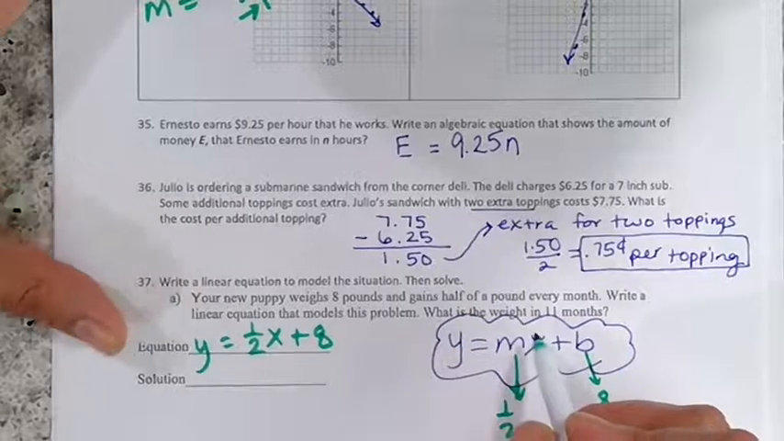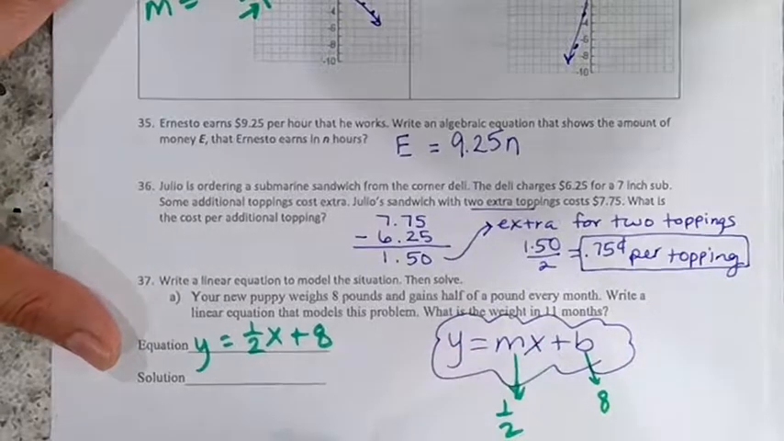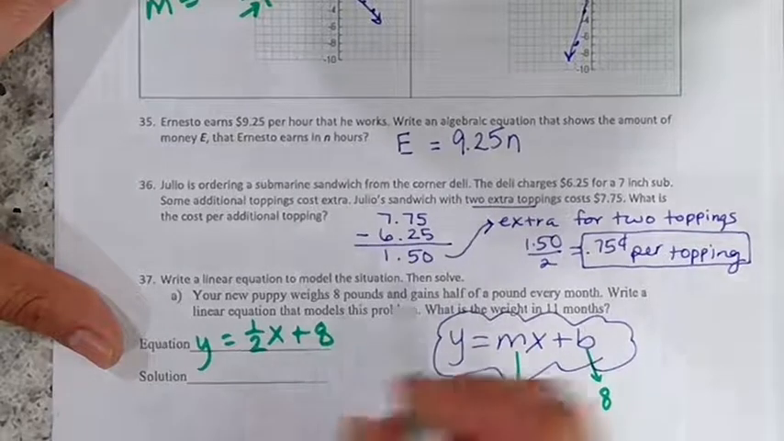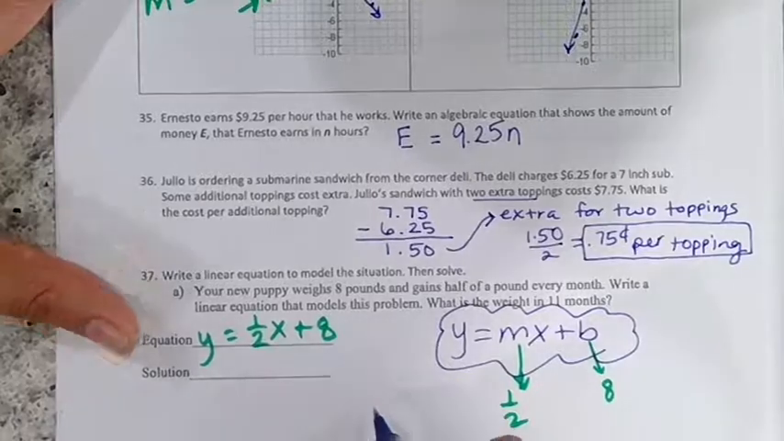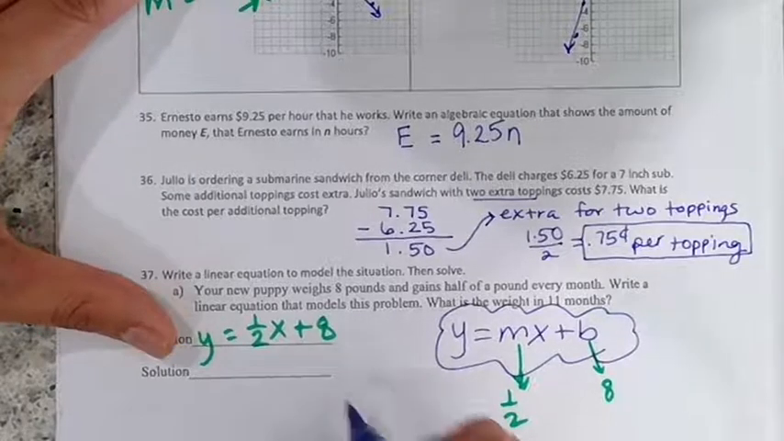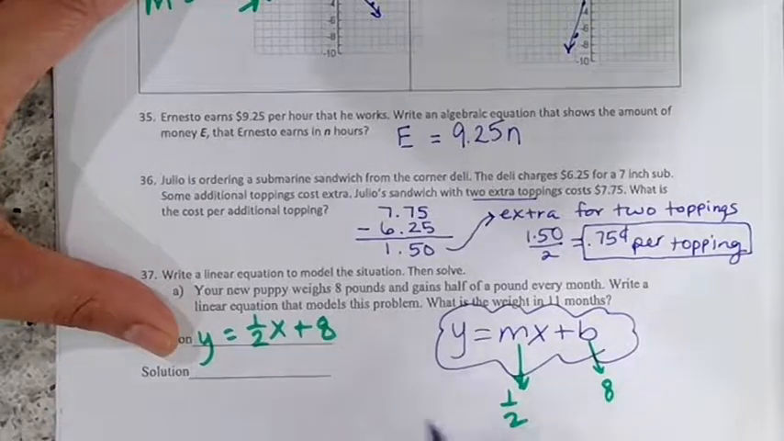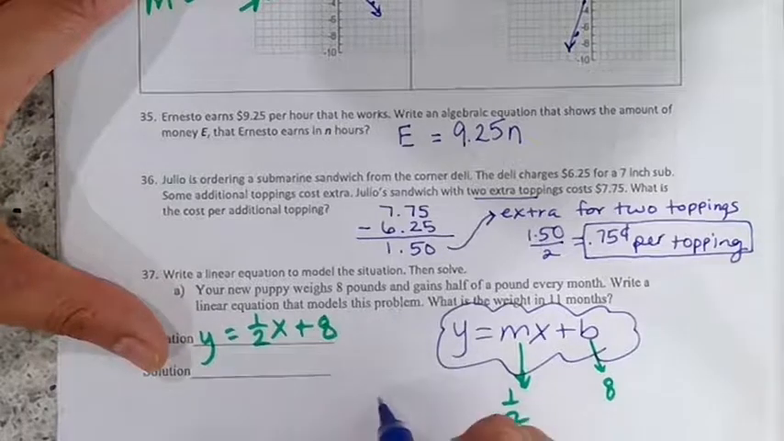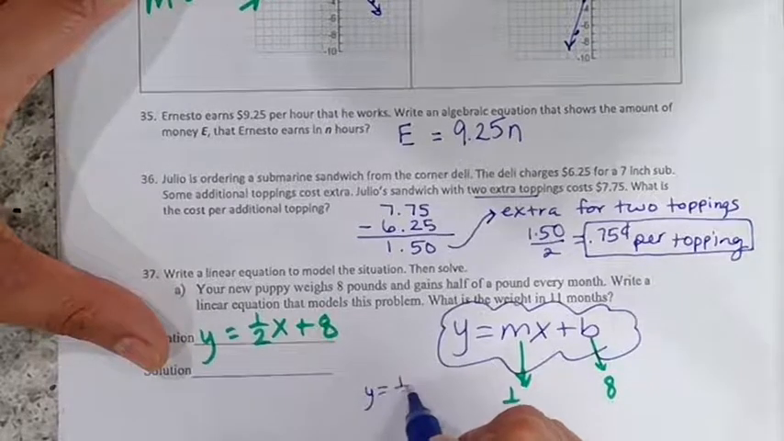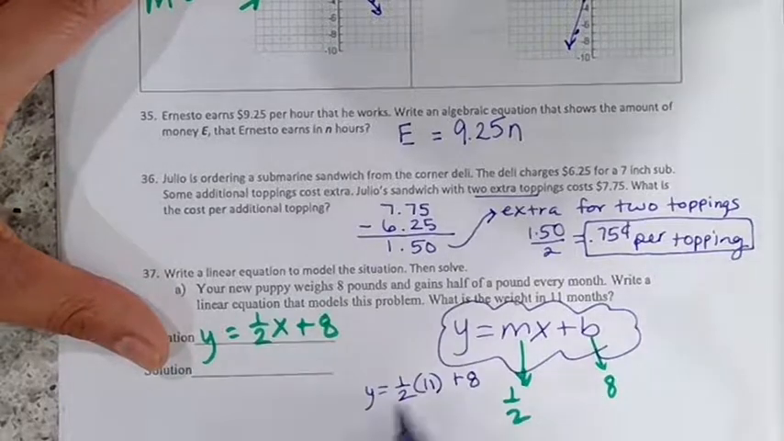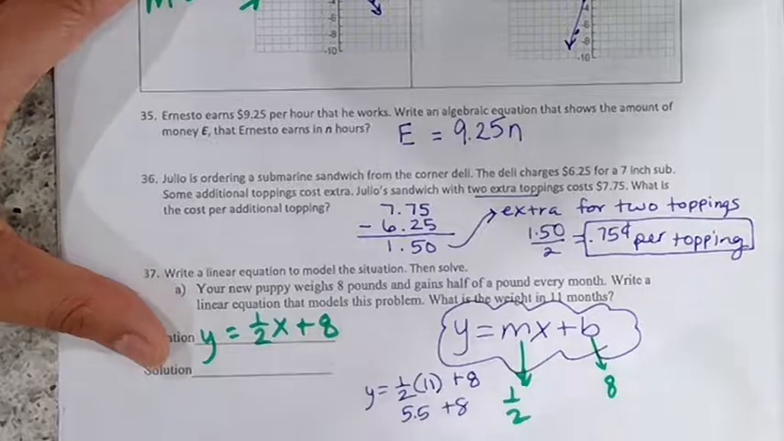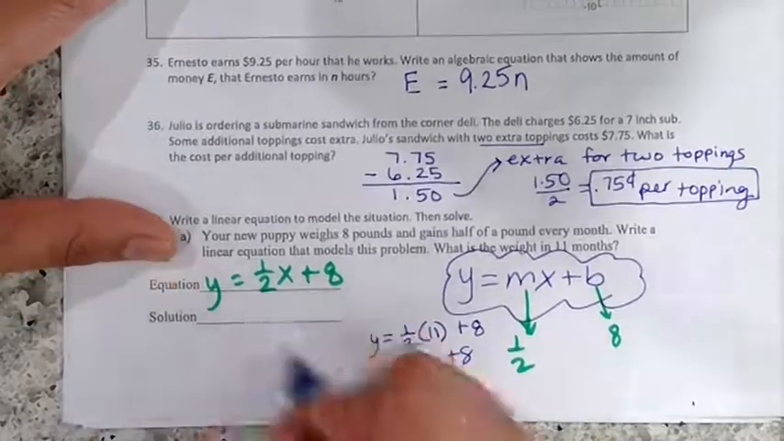What is the weight in 11 months? Well, in 11 months, he's going to weigh, so you could plug it in or just think about it. Half of 11 is 5.5. So it's going to be 8 plus 5.5. So y equals half of 11 plus his 8 pounds that he already had. Half of 11 is 5.5 plus the 8, 13.5 pounds.